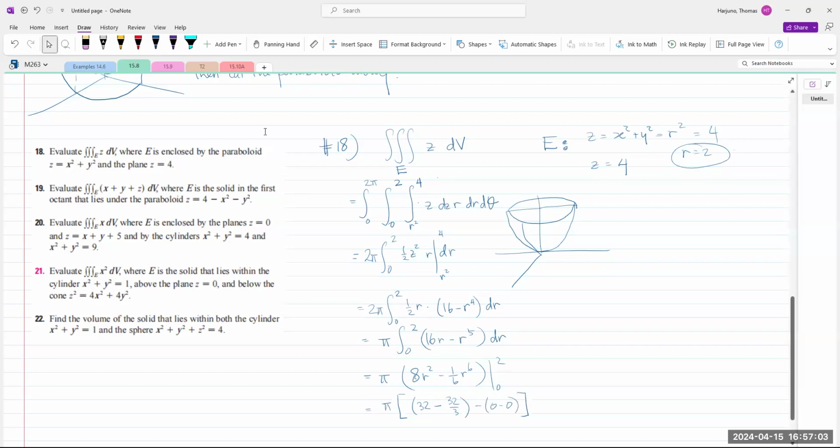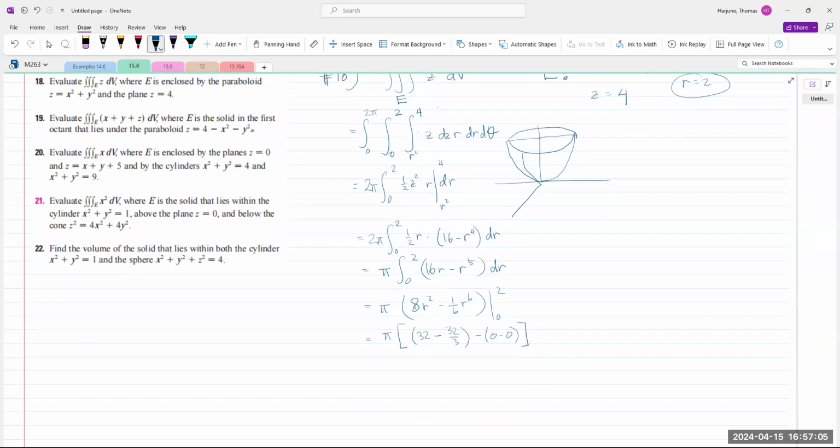Okay. So that will be, what is this? It's 64 over 3, huh? 64 over 3 pi. 64 pi over 3. That's for number 18.